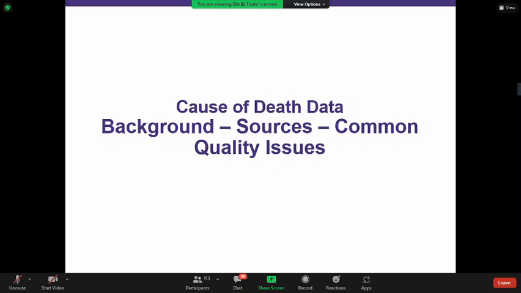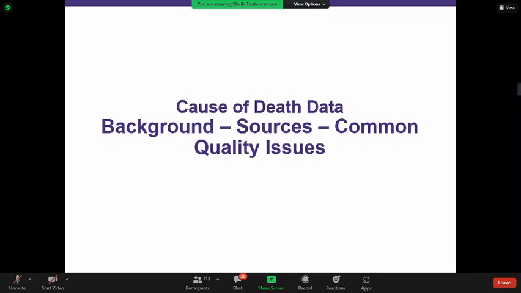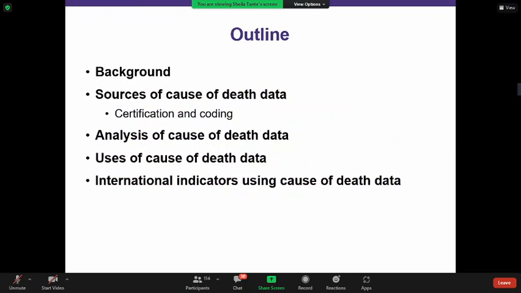But if the cause of death or the death certification is not filled up in its supposed format, then the quality of the data would be compromised. Okay? So when we talk about the cause of death, we're going to discuss in the background the sources of cause of death, the certification and coding, the analysis of cause of death uses, and international indicators using the cause of death.